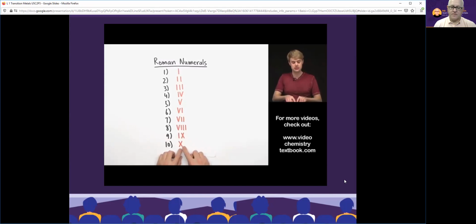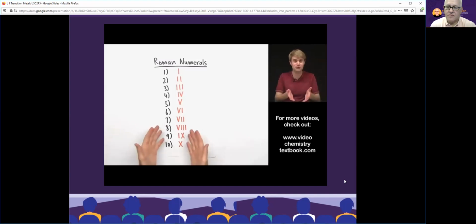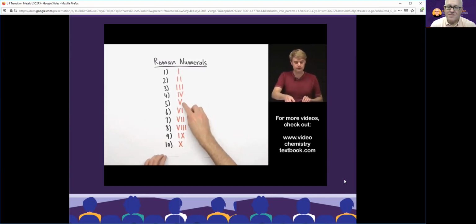10 is an X, and 9 is an X minus 1. Now, it's very unlikely that you would run into an ion that had a charge of 8, 9, or 10, but hey, this might just be useful to keep in mind anyway. Nonetheless, 4, 5, and 6 tend to be quite common ionic charges, so you want to be sure to know how to write these numbers in Roman numerals.